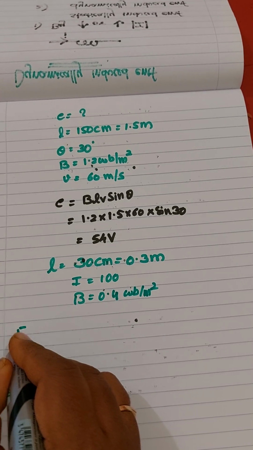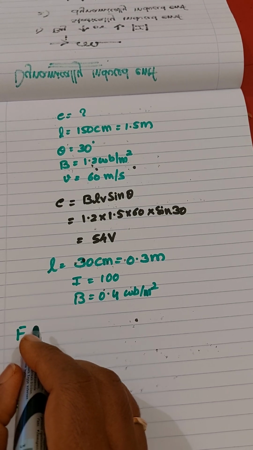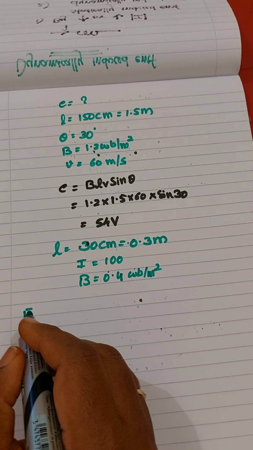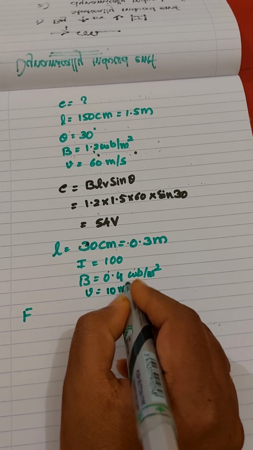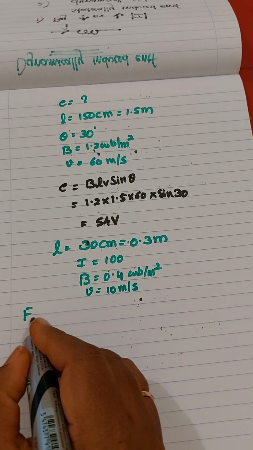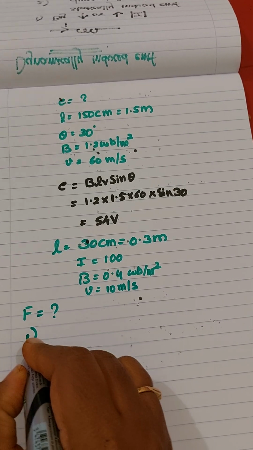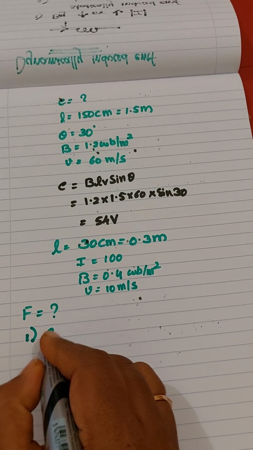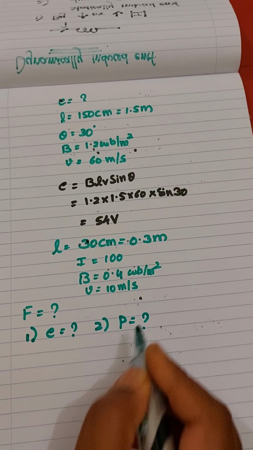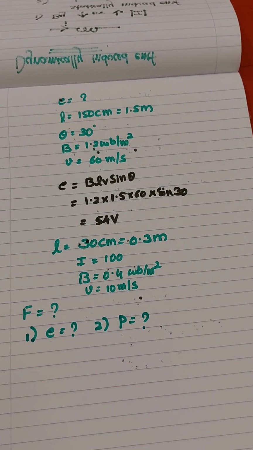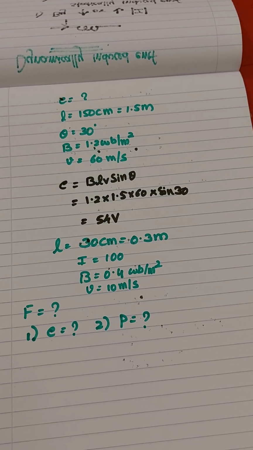So we should find the force, and if the force causes the conductor to move with a velocity of 10 meters per second, so velocity is also given as 10 meters per second. Calculate, so we should find force. First they are saying calculate the EMF induced in it. Okay. Second, the power in watts. So they want to know the EMF and they want to know the power induced.